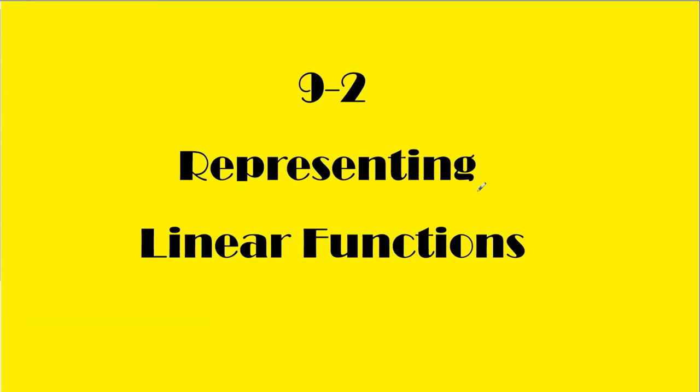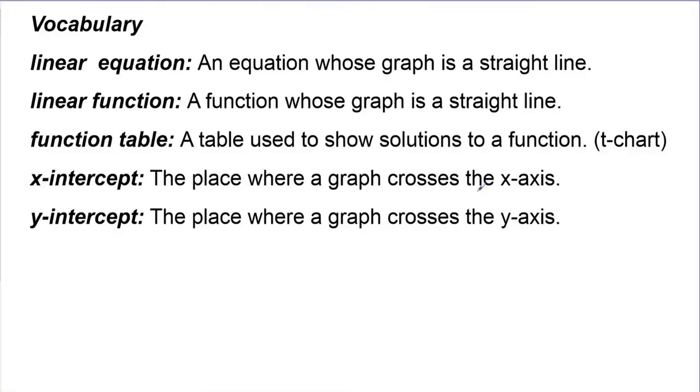All right, in this lesson, we're going to talk about special types of functions. In the first lesson, we talked about what a function is, and now we're going to talk about a specific type of function called a linear function. So the vocabulary we're going to be using is as follows. A linear equation is an equation whose graph is a straight line. So when you graph all of the solutions to that equation, all of the ordered pairs form a straight line.